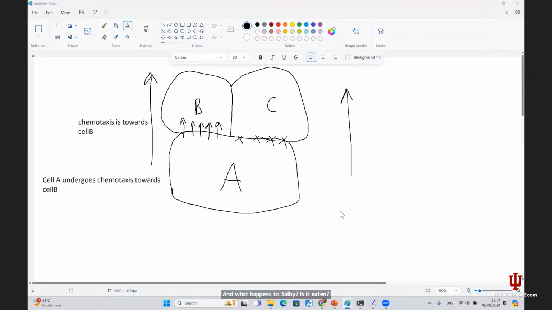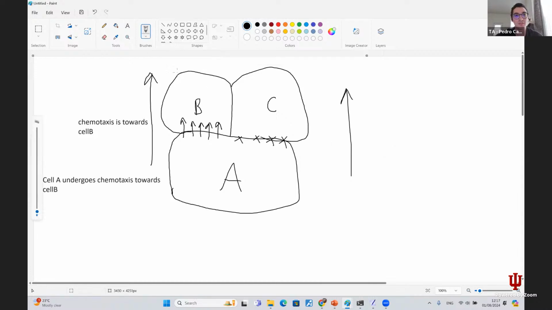Does this happen in nature, Pedro? I don't know. It might happen, and then we have to simulate it somehow. But generally, what we do is use chemotaxis towards medium to inhibit chemotaxis towards cells. So if I say to cell A, you only chemotax towards medium, then this doesn't happen, and cell A will not move past cell B and C, only if cell B and C are medium. If they are medium, then cell A will move. So that's how we use the chemotax towards option.